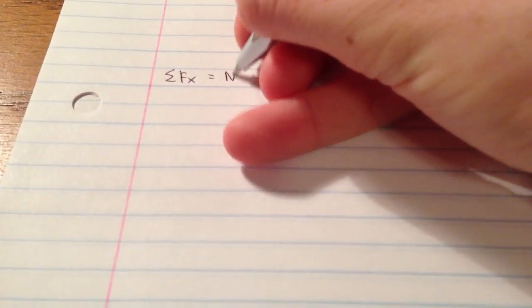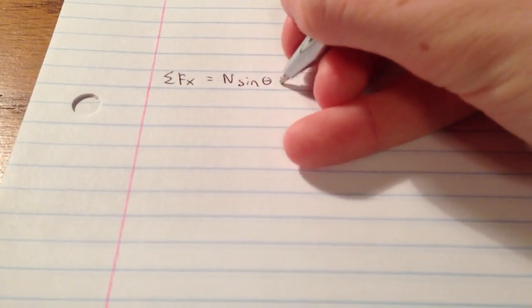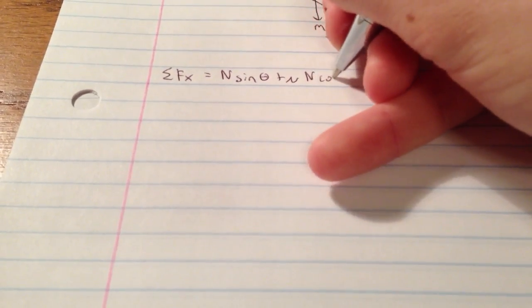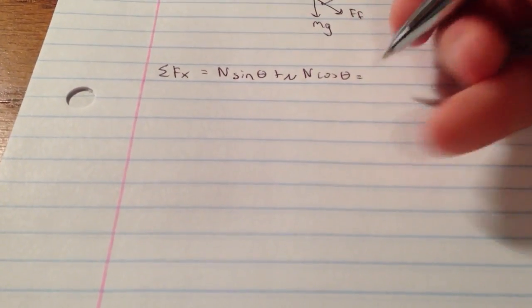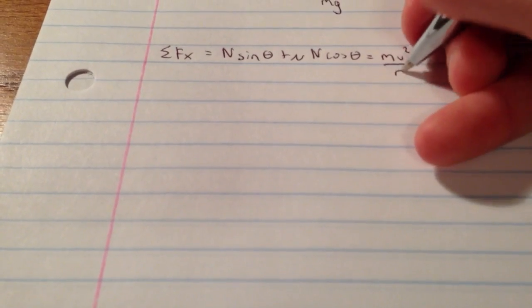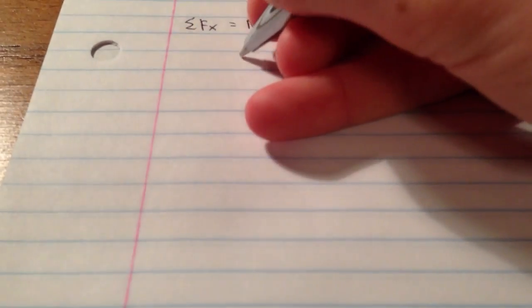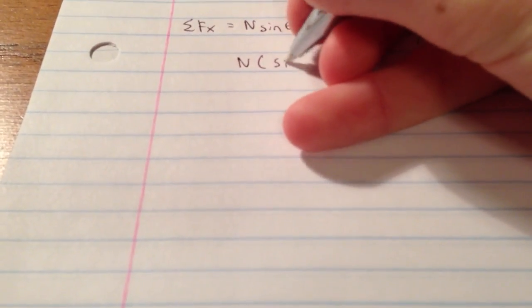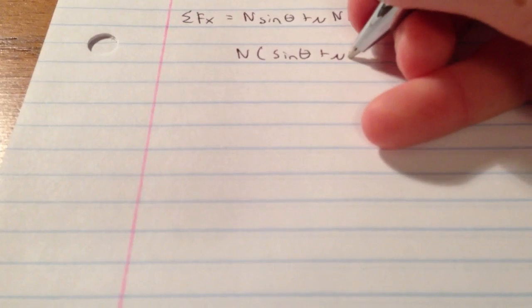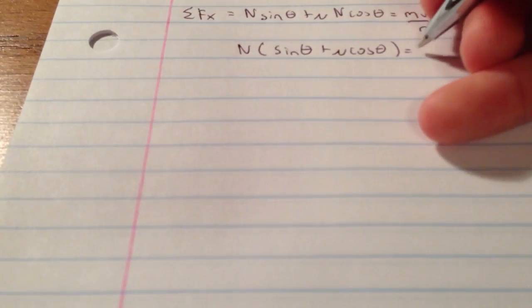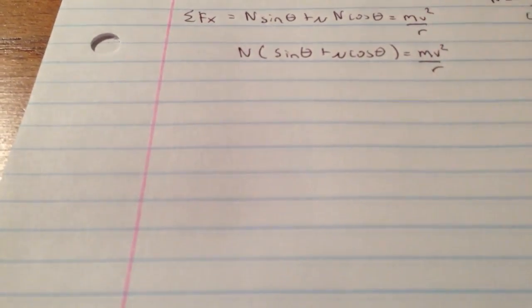Alright, now we're going to do our summation statement for forces in the x direction. So forces in the x direction equal N sine theta plus mu N cosine theta equals ma, or since a is v squared over r, equals mv squared over r. Now again, we're going to factor out an N from the left side. So N times the quantity sine theta plus mu cosine theta equals mv squared over r.